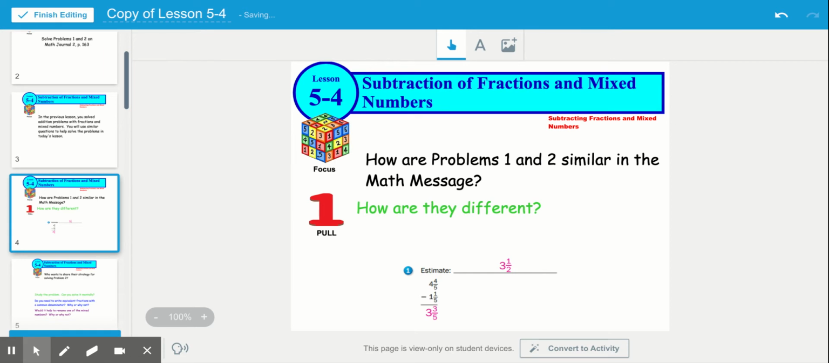The estimate should have been around 3.5, and we get a final answer of 3 3/5 when we took 4 4/5 minus 1 1/5. Luckily, they had a common denominator already, and that should have been pretty easy to solve. Thinking about problem 1 and 2, I want you to ask yourself some questions. How were they similar? How are they different?